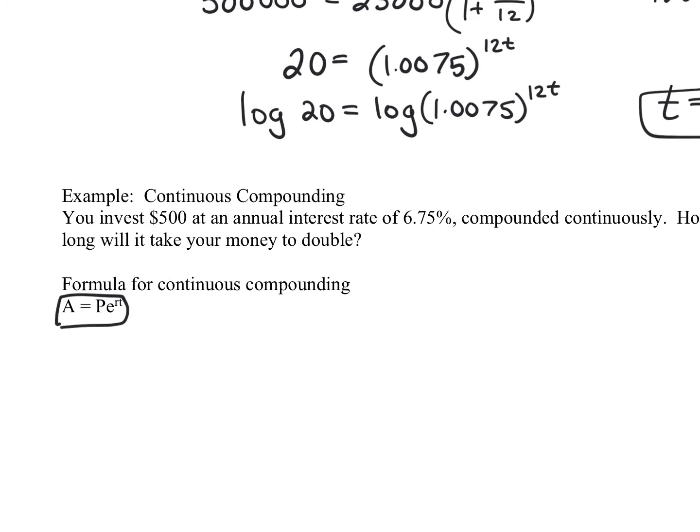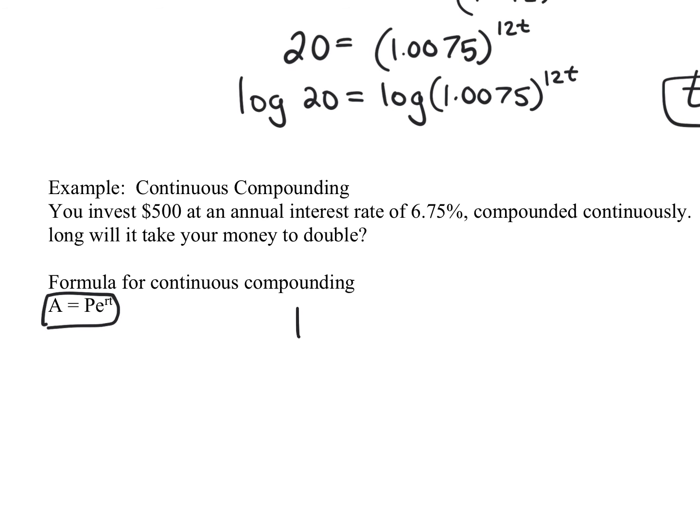We are looking to double our money. We're looking for our current amount in our account to be $1,000 after investing $500. That quantity will be multiplied times e. We have a rate of 0.0675, and we multiply that quantity by t. Because of this, I'm going to first divide both sides by 500.